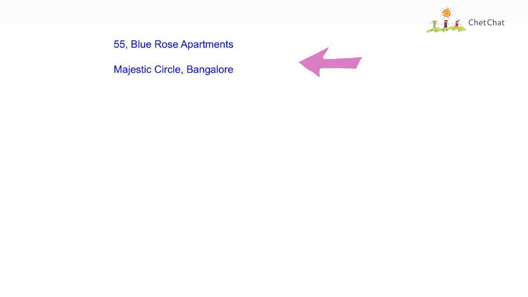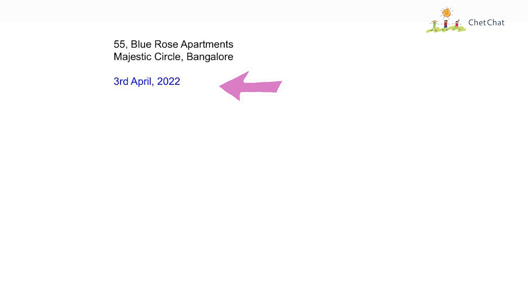Sender's address. So this will be Raj or Renu's address. 55 Blue Rose Apartments, Majestic Circle, Bangalore. Leave a line. The date. Whatever the date of your exam is. 3rd April 2022. Leave a line.